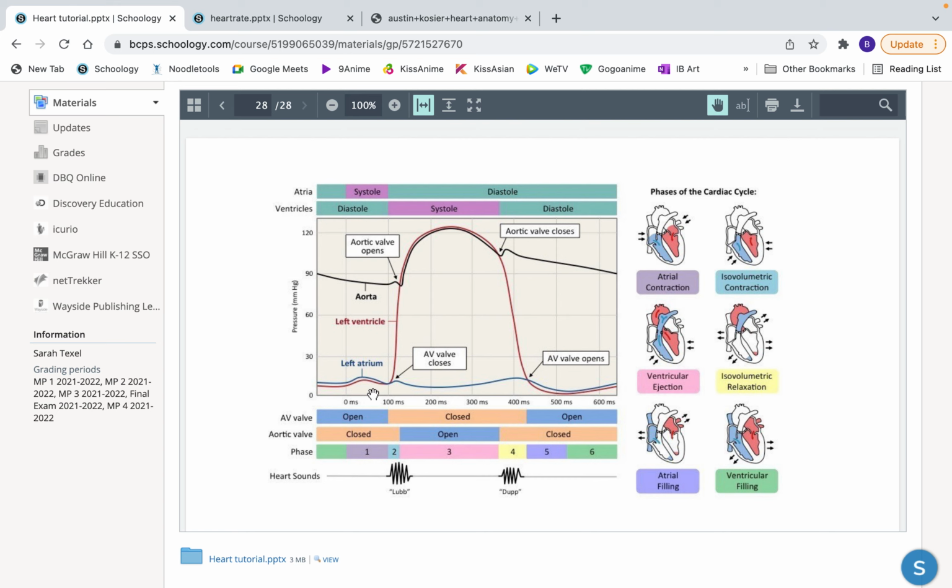So again, AV valve close, open, aortic valve open, close. That's just how it is on the diagram. They're doing opposite things at opposite times. Keep in mind that they're not going to line up exactly, but that's generally what you want to look for.